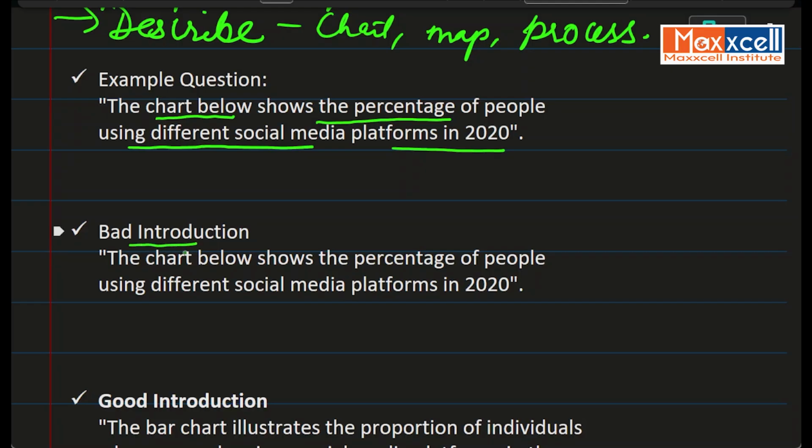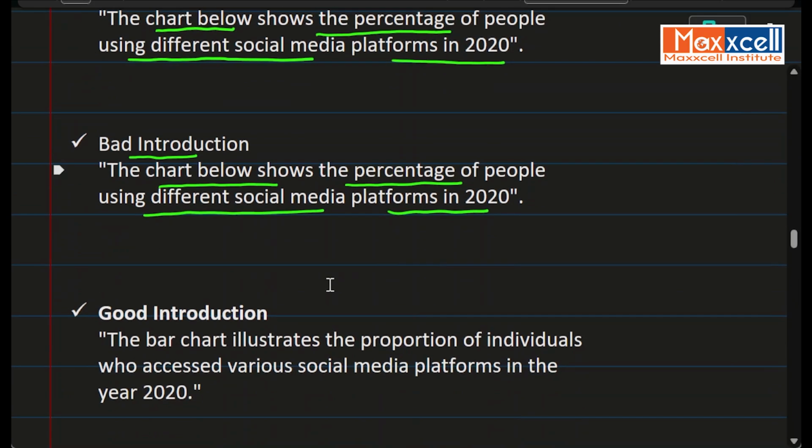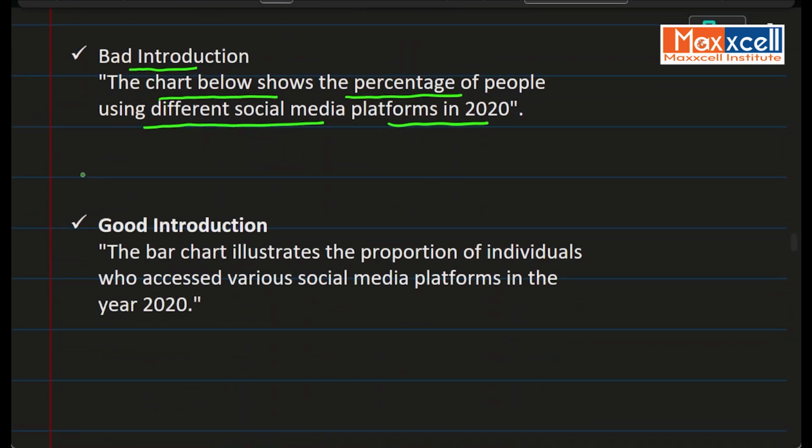A bad introduction will be: the chart below shows the percentage of people using different social media platforms in 2020. So what are you trying to do here? You are just copying the question. You are not utilizing any paraphrasing here. So this is a copy, which you are not supposed to do.